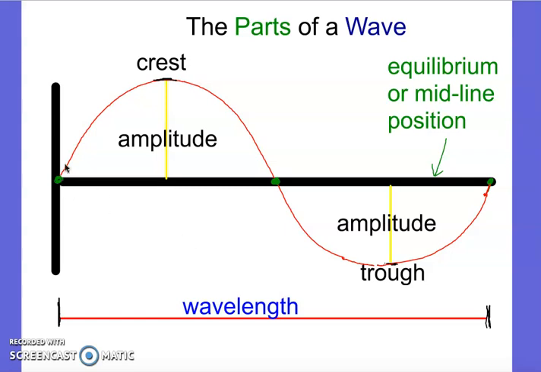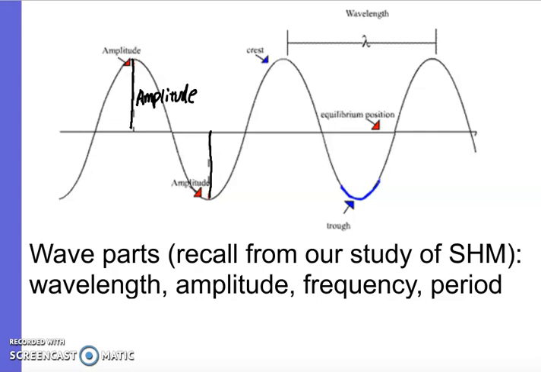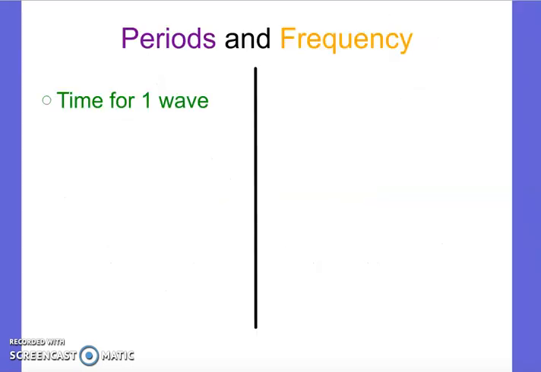Now, when you have one cycle of a wave, when it goes all the way up to a crest and all the way down to a trough, that's what we call a wavelength. And so if you recall from our study of simple harmonic motion, we did discuss things like frequency and period, which is going to come up again. So we're going to do a quick recap of those topics. Regardless of whether a wave is traveling as a transverse mechanical wave or a longitudinal mechanical wave, these ideas of period and frequency would apply to both.